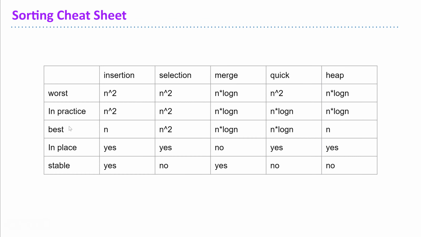And then in the best case scenario, insertion sort and heap sort are going to have linear runtime. Selection sort is going to have n squared runtime, and merge and quick sort are going to have n log n runtimes. In terms of space complexity, or whether or not they are in place sorts, every sort is going to be in place except merge sort, meaning that merge sort will use extra data structures or extra memory to run the sort. And in terms of stability, every sort is going to not be stable except insertion sort and merge sort, meaning selection sort, quick sort, and heap sort are not stable.